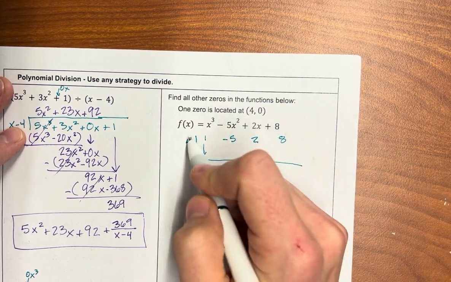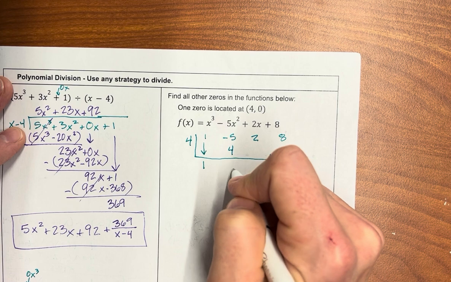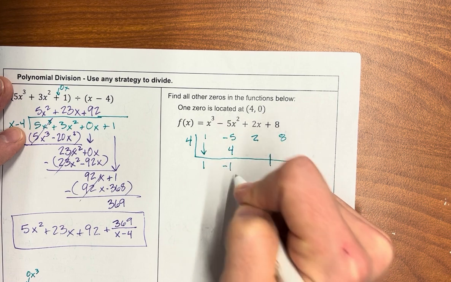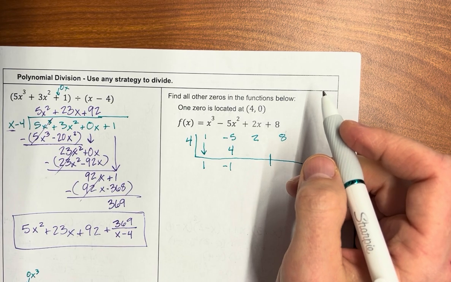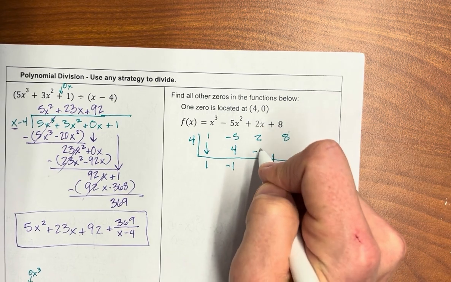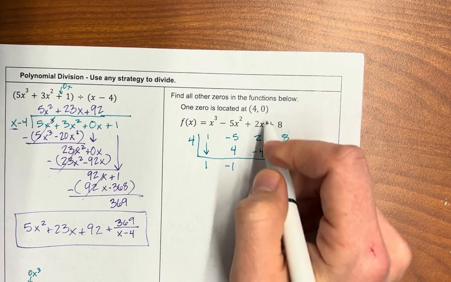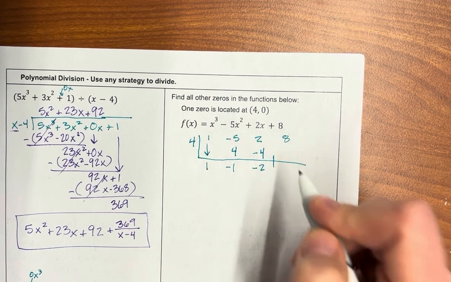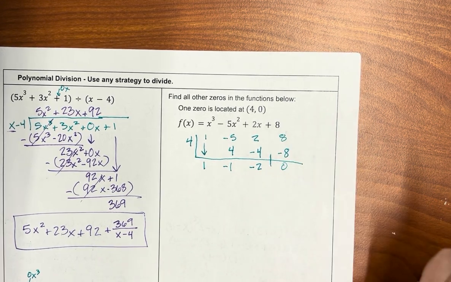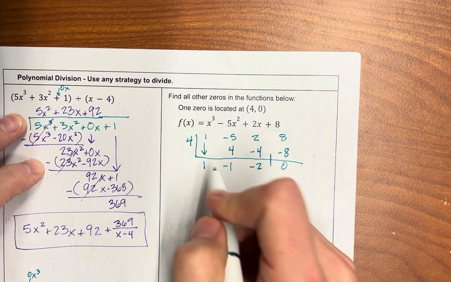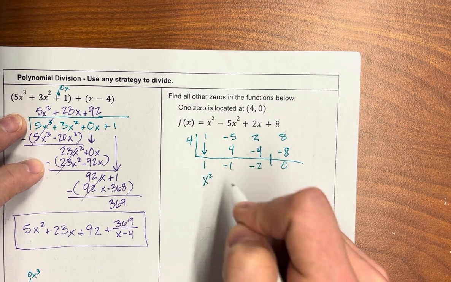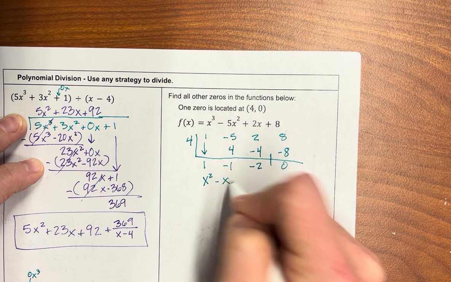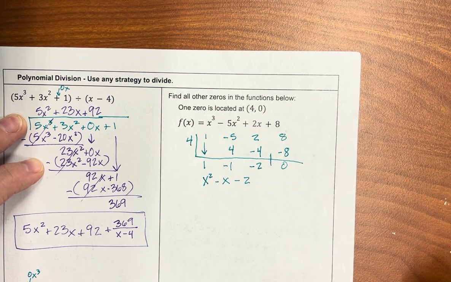All right, bring down the 1. So 4 times 1 is 4. Negative 5 plus 4 is negative 1. Negative 1 times 4 is negative 4. Negative 4 plus 2 is negative 2. Negative 2 times 4 is negative 8, which leaves me a remainder of 0. Perfect. So I'm going to write this with one less degree. So this is x squared, or 1x squared, minus 1x minus 2.